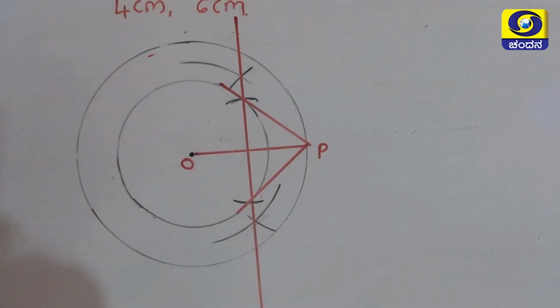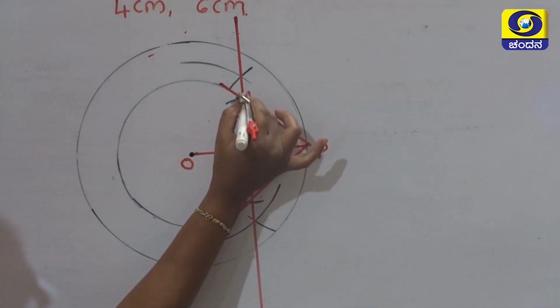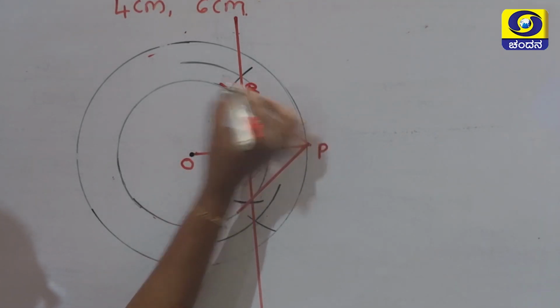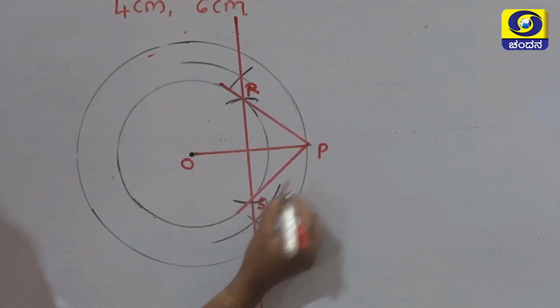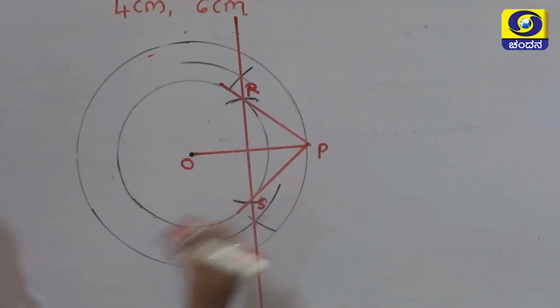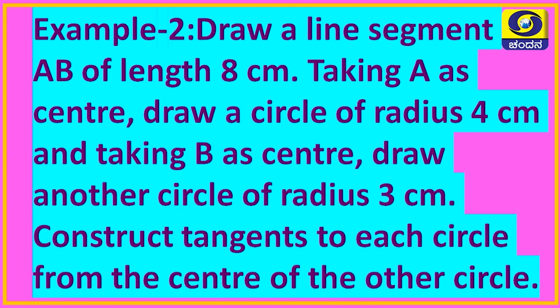This is the second tangent. Now we can name these two tangents. Let this be R and this is S. Now PR and PS are the required tangents. Second example: this is a bit lengthy but a very interesting example.